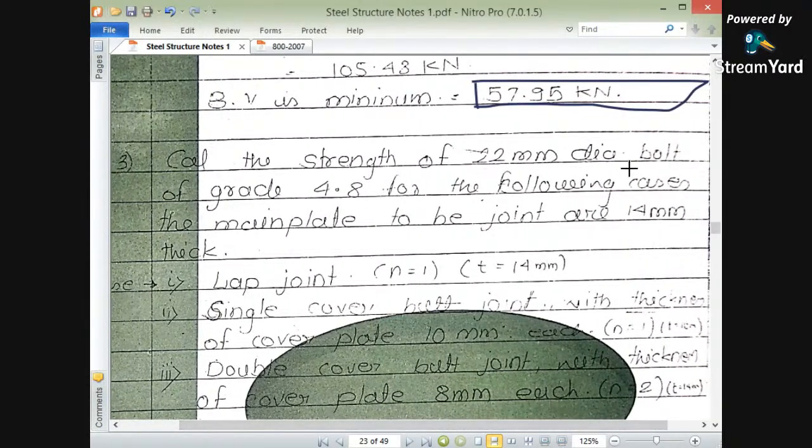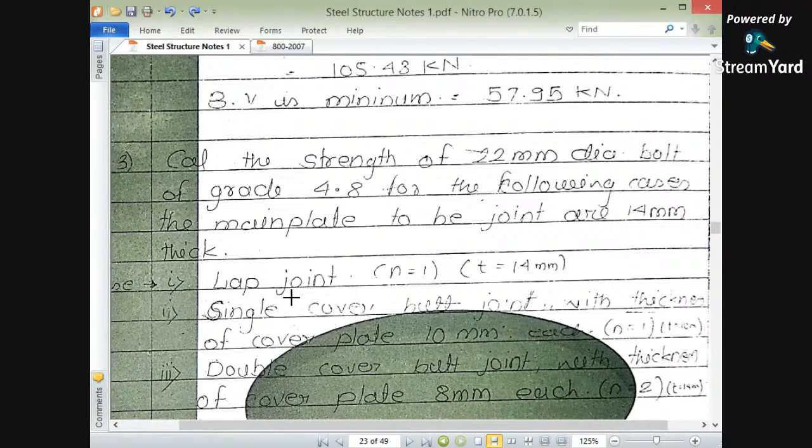Calculate the strength of 20 mm diameter bolts of grade 4.8. Here again the grade of steel, previously it was 4.6, here it is 4.8. For the following cases, the main plates to be joined are 14 mm thick. In the previous problem it was 12 mm.